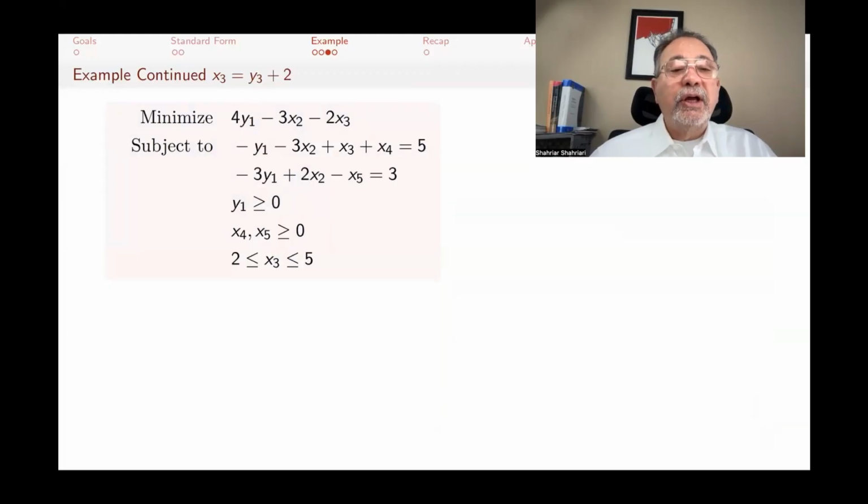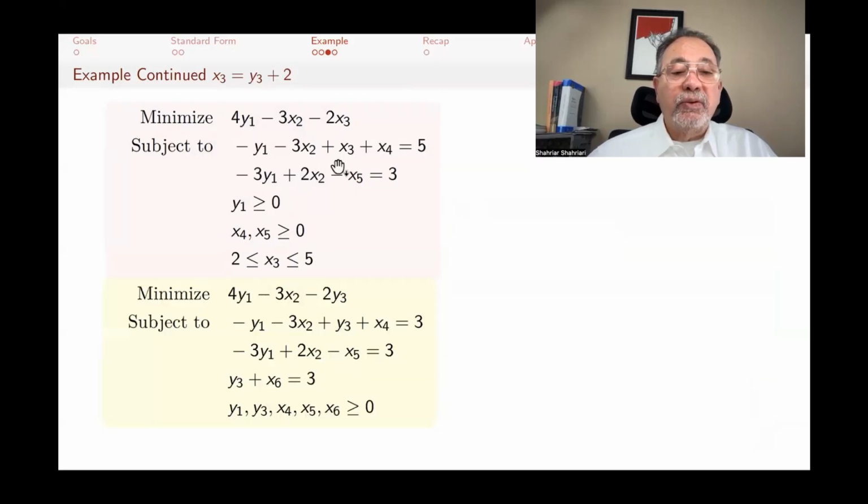Let's see where we are now. Previously, we had got to this linear optimization problem, and now we are changing x3s to y3 plus 2. When we do that, this is the new optimization problem we get. We have a new functionality constraint and a new slack variable.